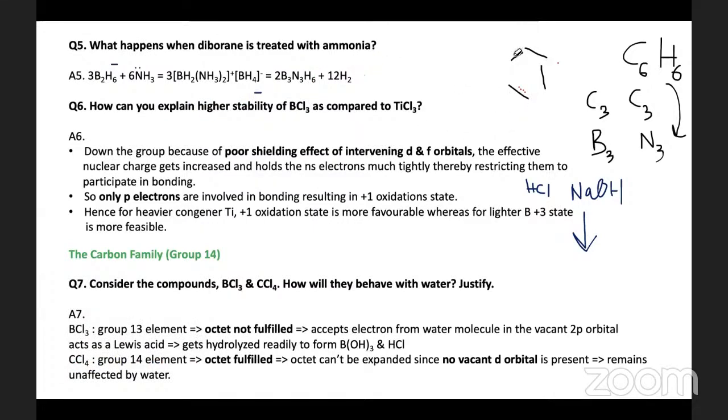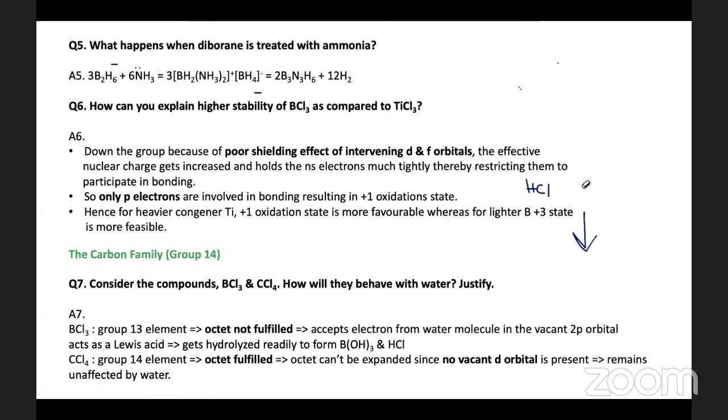The next question is, how can you explain the higher stability of BCl3 as compared to TlCl3? Now, down the group, because of the poor shielding effect of the intervening d and f orbitals, the effective nuclear charge will actually increase.